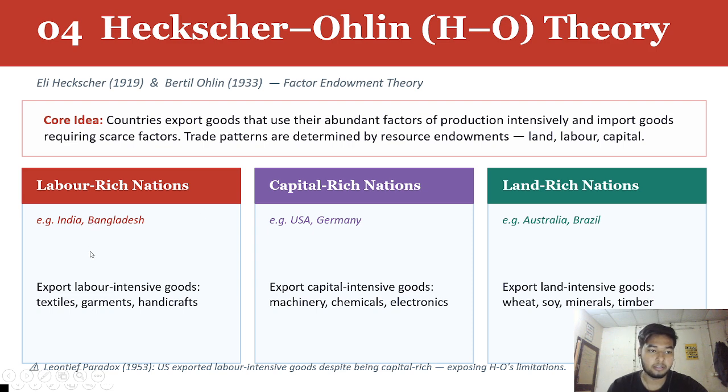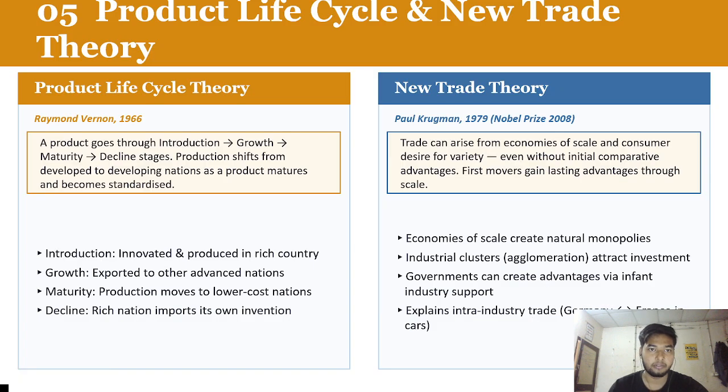How it helps in export: labor-intensive goods such as textiles, garments and handicrafts. With capital, they export capital-intensive machinery, chemicals, electronics. And with land, Australia and Brazil export wheat, soya, minerals and timber.